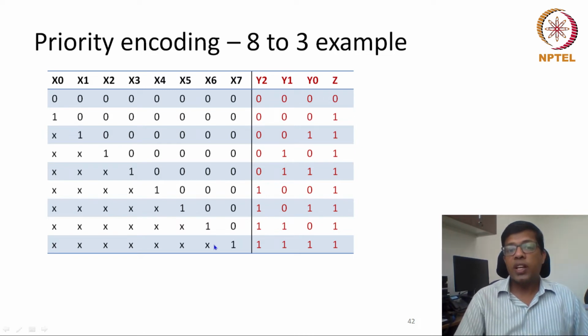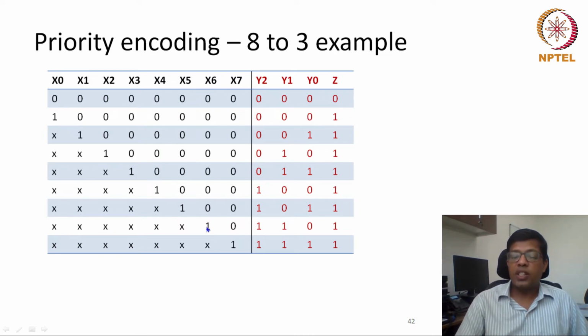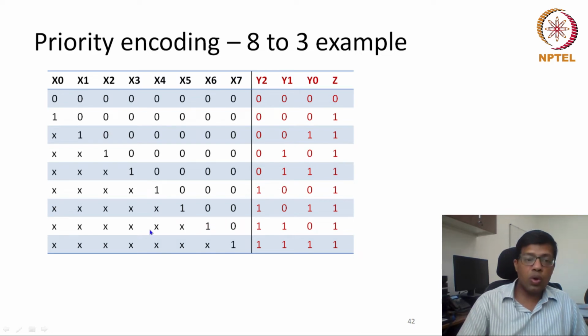Similarly, if x6 is 1 and x7 is also 1, then this will come into the previous case. So x6 will take the output only if x7 is 0. And all of the others could be don't care, that means they could be 1, they could be 0, it doesn't matter. Then the output is going to be 1, 1, 0. Similarly, for x5 to be the output, all others could be don't care, but x6 and x7 have to be 0. Similarly, all other cases.